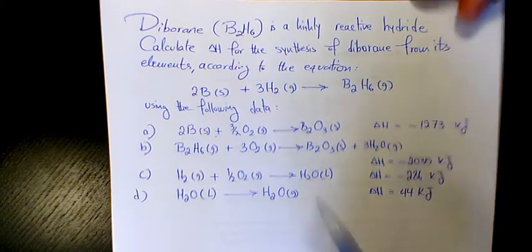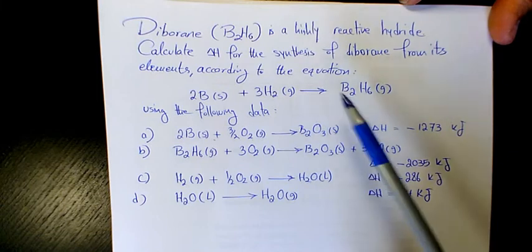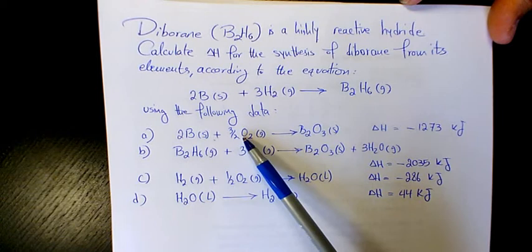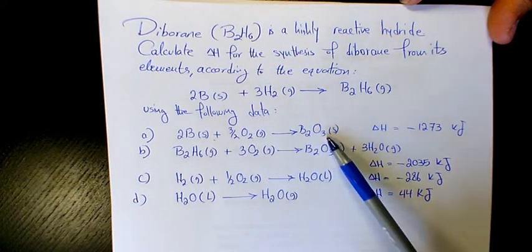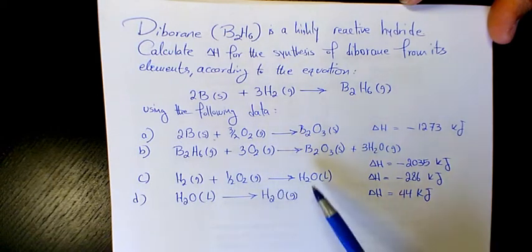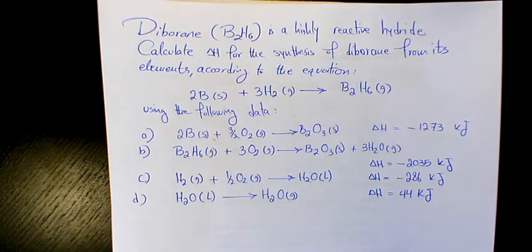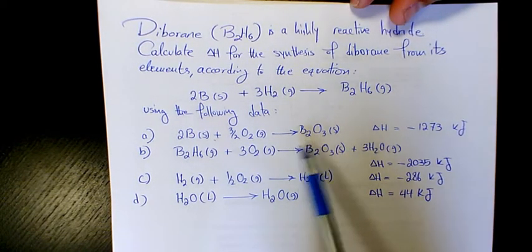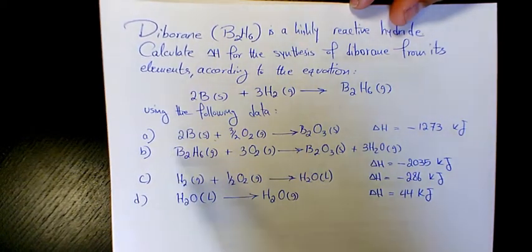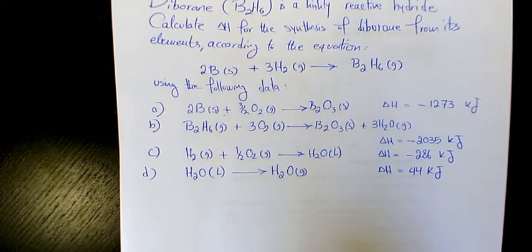So in the ultimate equation, we need to have H2 and B2H6. It means that we need to get rid of O2. We need to get rid of B2O3. We need to get rid of O2 in here as well, and H2O in liquid phase and H2O in gas phase. So first thing, since we have B2H6 on the product side, we need to reverse the second reaction. So I'm gonna basically reverse everything.